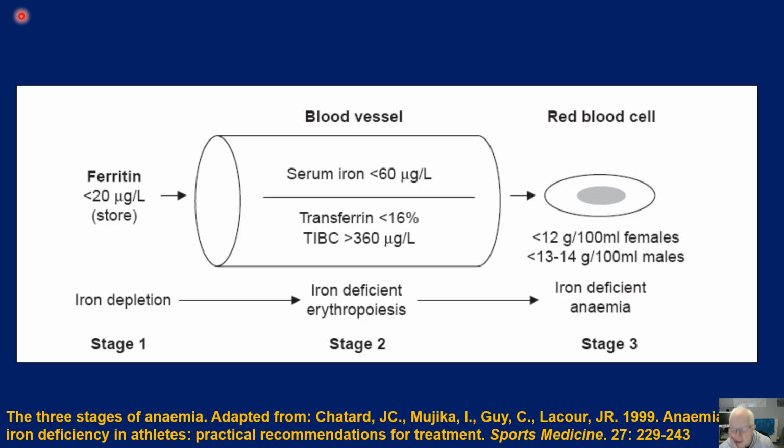This reflects for us the stages of anemia: the iron depletion stage, then the iron deficient erythropoiesis stage, and then you get to iron deficient anemia. And you can see the effects here in terms of the standard scores we would be looking for in our red blood cell counts, but also the role of things like ferritin and serum iron.